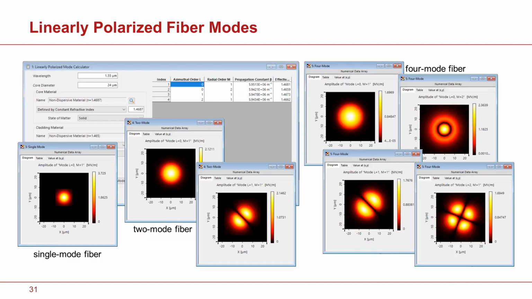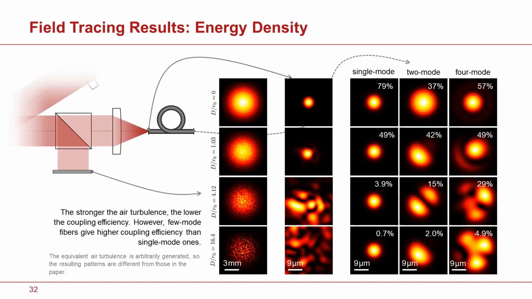And then we perform the analysis, this simulation, for different situations: a single mode fiber, a 2-mode fiber, and a 4-mode fiber. So we can see the different blocks here for those 3 situations. Again, we would use a mode calculator at this stage to determine the modes. And on this next slide, we investigate the results of that simulation.